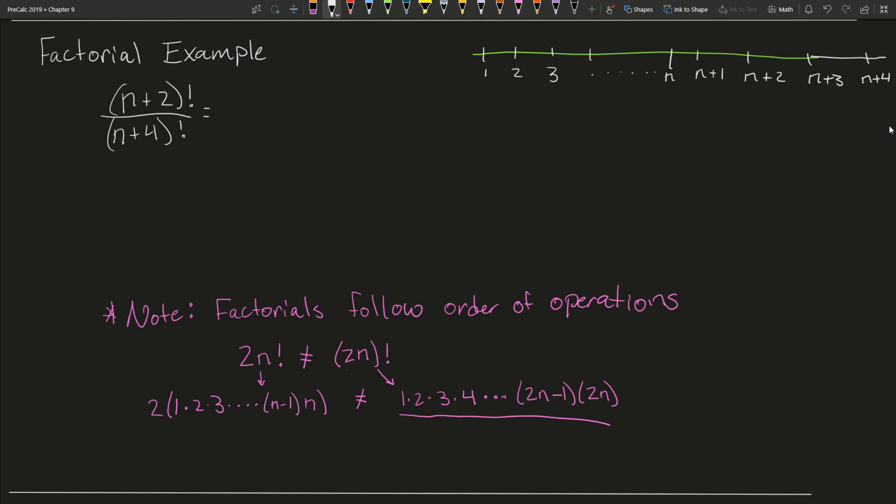Okay, so if we rewrite n plus 2 factorial, that's 1 times 2 times 3, all the way up until n plus 2. And then the same is true for n plus 4 factorial. So that's 1 times 2 times 3, all the way up until n plus 2. And then we have to keep going, n plus 3, and n plus 4. Okay, so all that is substituting in what we know given the definition of a factorial. So are there questions about that so far?